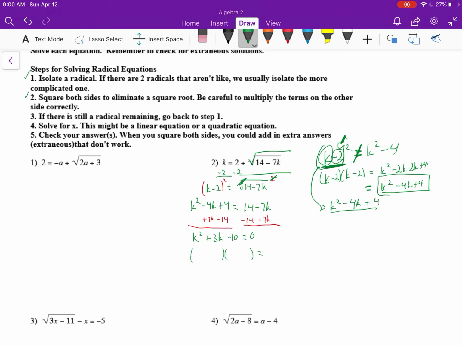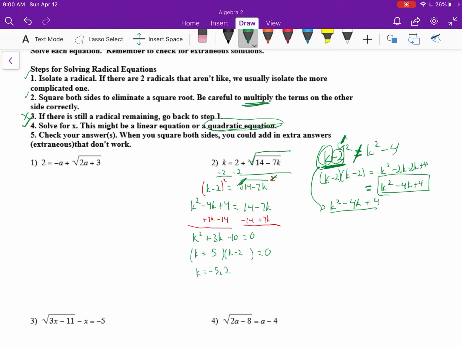So you want to come back here. We isolated the radical. We squared both sides. We multiplied correctly. There weren't any radicals remaining, so we didn't have to repeat that. And now we're solving for x. We have a quadratic equation, so we're going to solve that. So this factors to k plus 5 times k minus 2, and we get k equals negative 5 or 2.